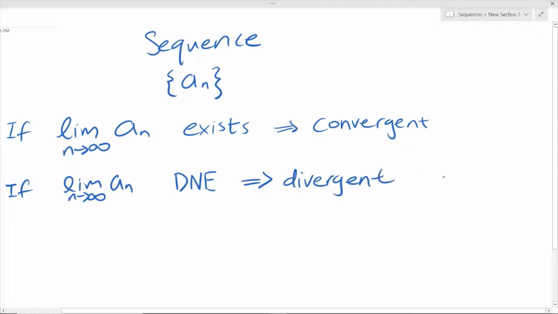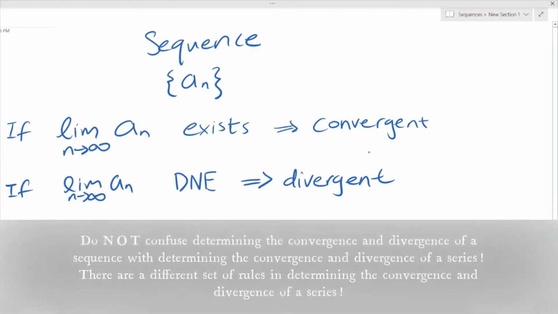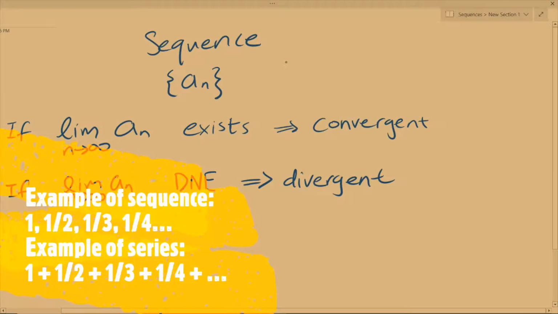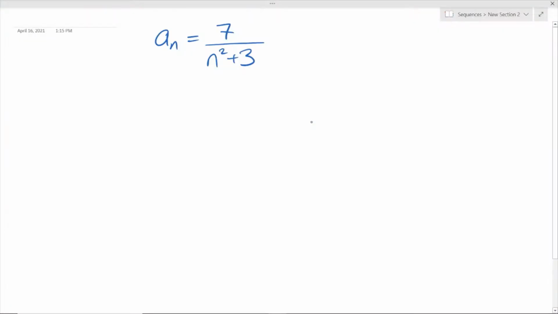Okay? And keep in mind that we are finding the convergence and divergence of a sequence, so not a series. A series is like you add the numbers together. The sequence is different, okay? It's like a list of numbers. So that means it's different from the series.